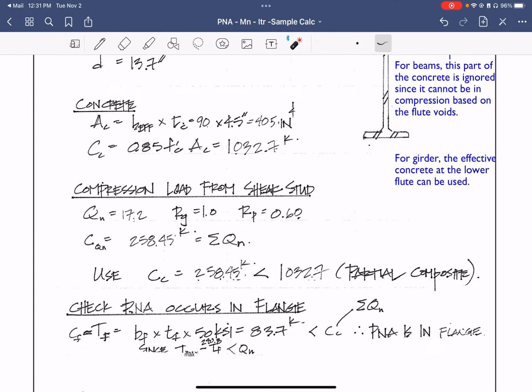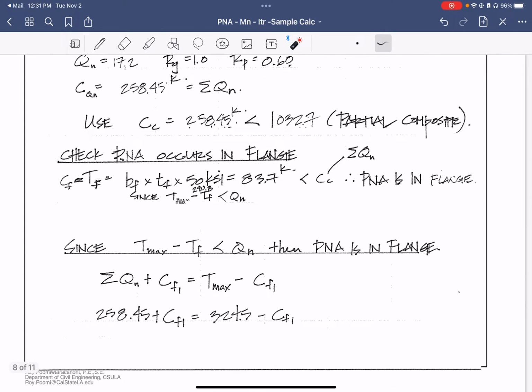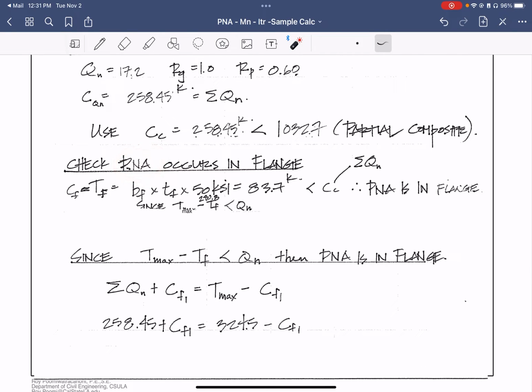Okay. Now, we have to check for where the PNA occurs, which is the plastic neutral axis. Okay, so we have the compression, right? We also know that since we have BF times TF times, in this case, 50 KSI steel, that's equal to 83.7 kips. And you compare that against the concrete in compression. So you know that the PNA is in the flange. The plastic neutral axis is in the flange.